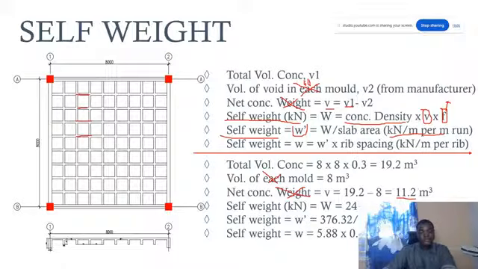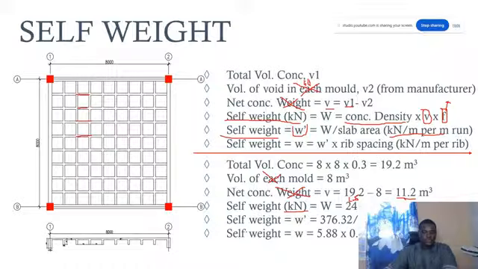So to now calculate the self weight in kilonewton, we multiply this volume by the density of concrete. If you are designing to the Eurocode, you multiply by 25, not 24. You also multiply by the factor of 1.25 or 1.3. This factor, this 1.4, is the factor of safety because this is a dead load. So we have 376.2 kilonewton.